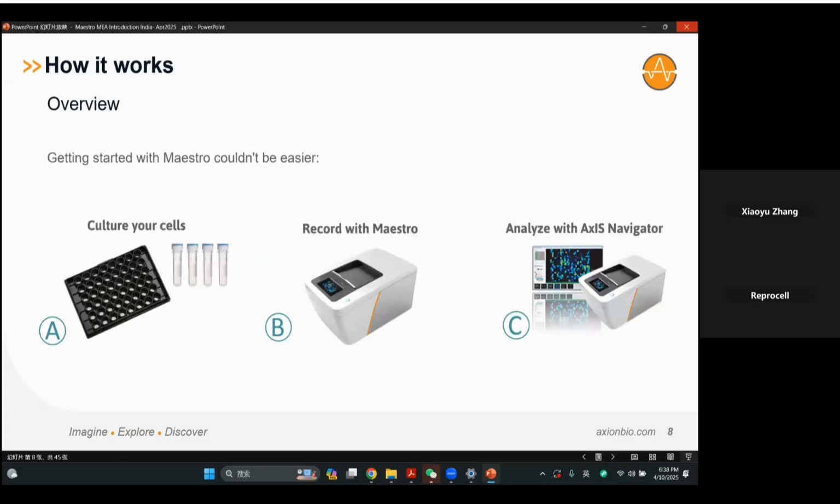Getting started with Maestro couldn't be easier. All you need to do is culture your neurons in an Axion multi-well MEA plate, load this plate into the Maestro MEA system, and allow the environmental chamber to automatically equilibrate. Analyze the neural activity of the neurons in the MEA plate label-free and in real time with the AxIS Navigator, our software. We take care of your assay so you can focus on the science.